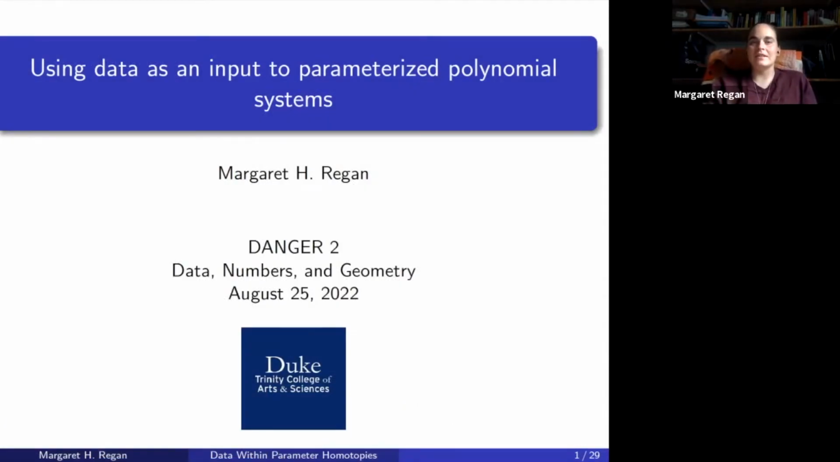So we're going to be talking about using data and how that impacts the solutions and behavior of the solutions for parameterized polynomial systems, where data is the main input. You can maybe use data and parameters synonymously here. So we're going to use the data as the parameter input here.